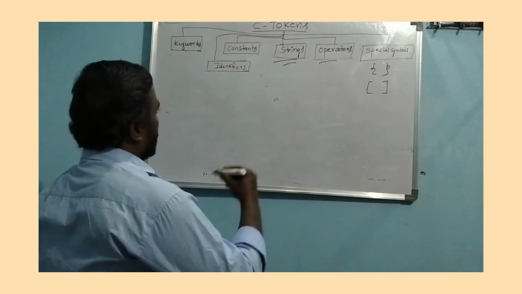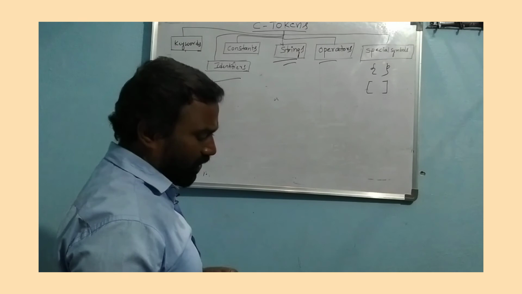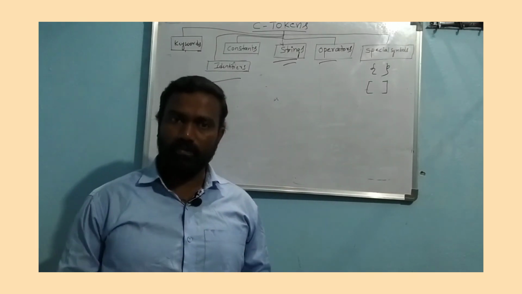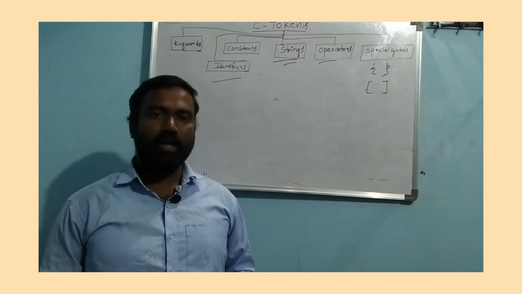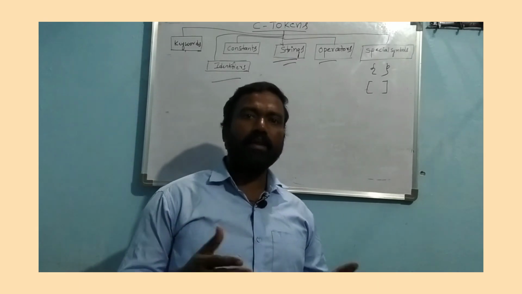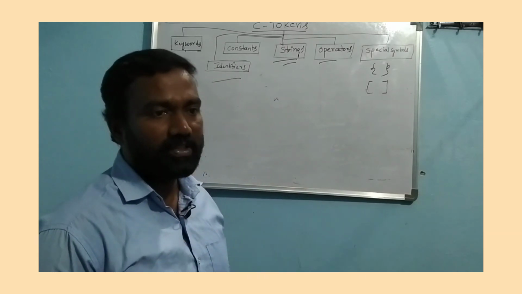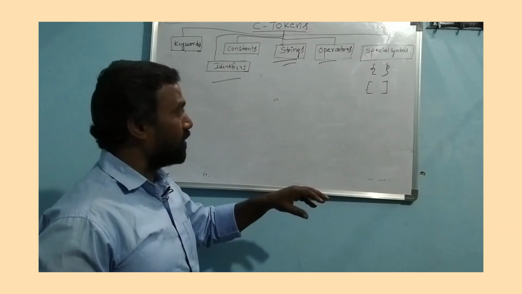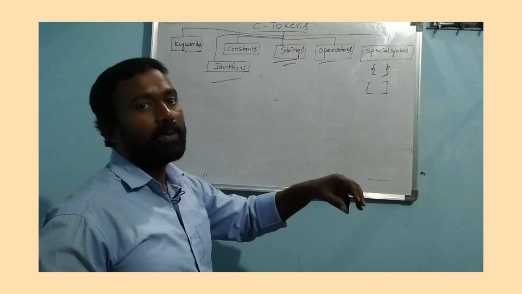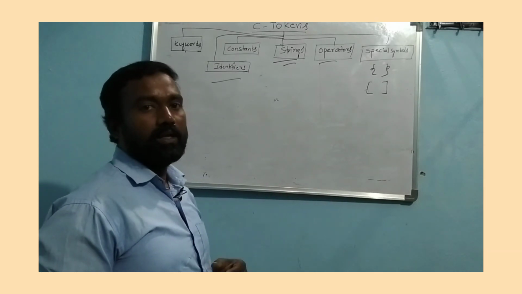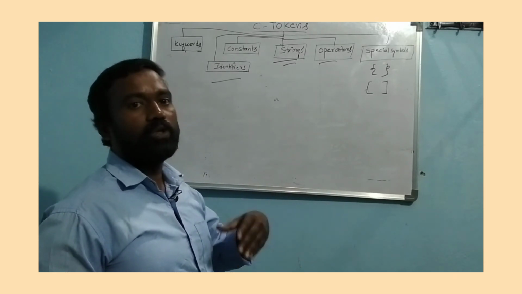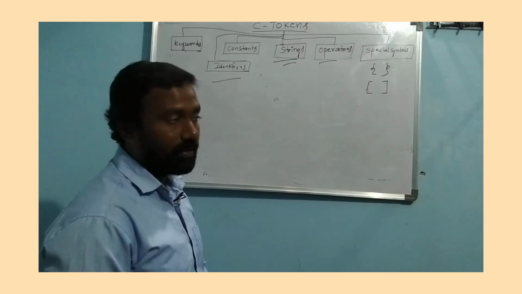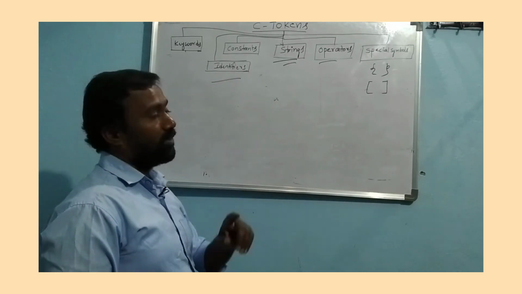Coming to the next one, identifier. Identifier means the name of a variable, the name of a function, the name of an array, or anything. How can we identify that variable? That is called an identifier. Identifier means we identify by giving a particular name to the variables, functions, arrays, or any other concept related to C programming. That comes under identifiers.